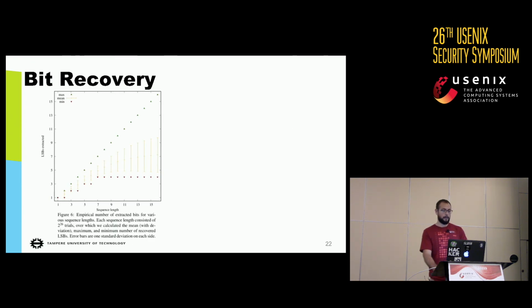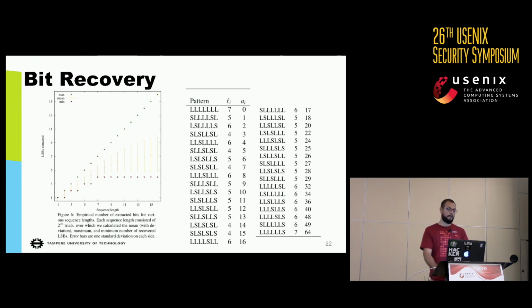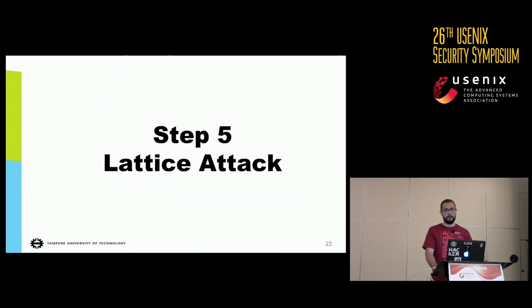and then we checked different sequence lengths, and we saw that after length 7, basically we're not gaining much because the minimum bit we could recover was 4. So we decided to stick with lengths 5 and 7. We created these tables of how many bits we recover and what's the actual decimal value of it. And then we plug this into a lattice attack.